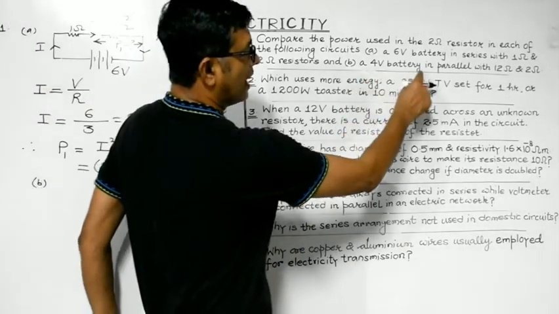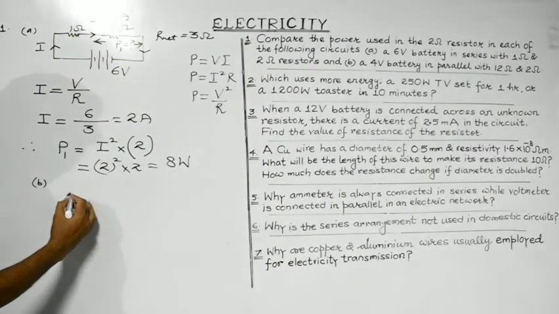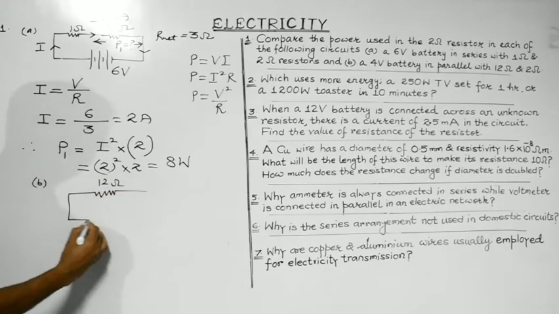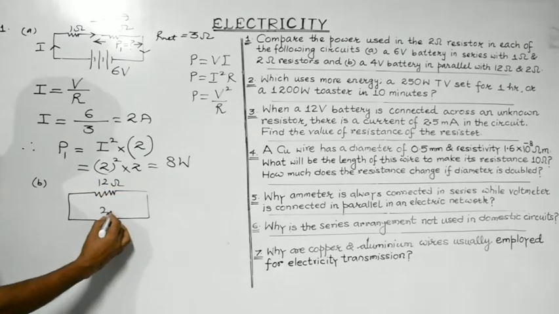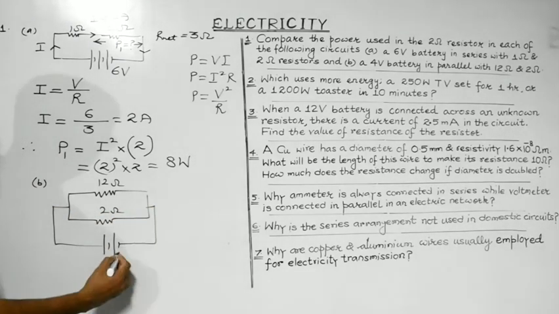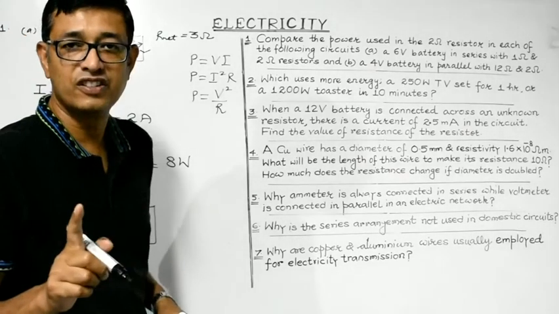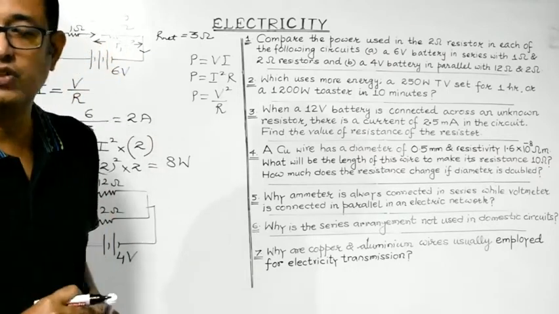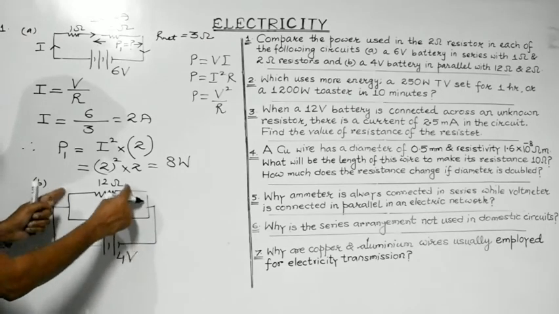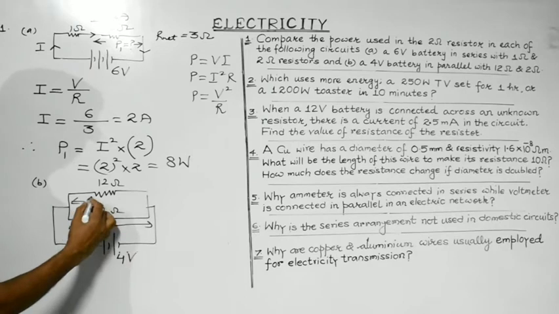A 4 volt battery in parallel with 12 ohm and 2 ohm, right? It's like this. This is 12 ohm, this is 2 ohm, and this is a battery of 4 volt. This is 4 volt. Now look, students, in the parallel connection, the potential difference across each of the resistors connected in parallel is constant. So, potential difference across each of these 2 resistors is 4 volt. Here also it's 4 volt.